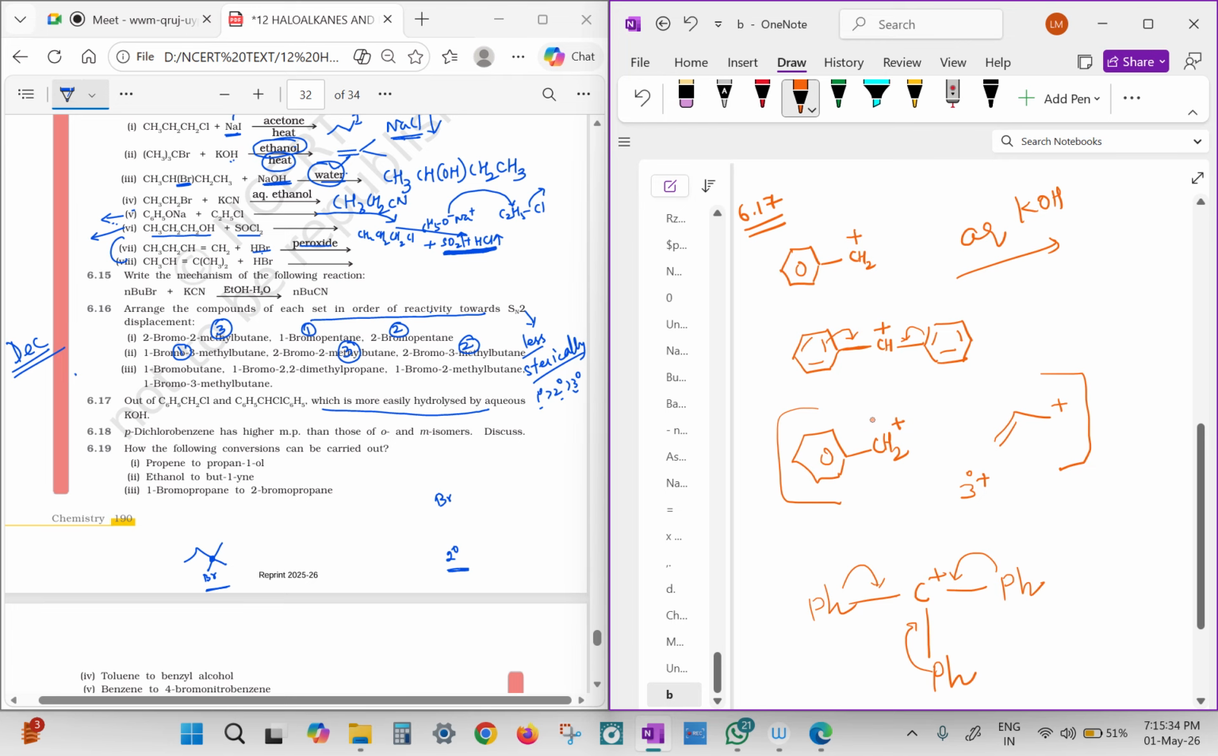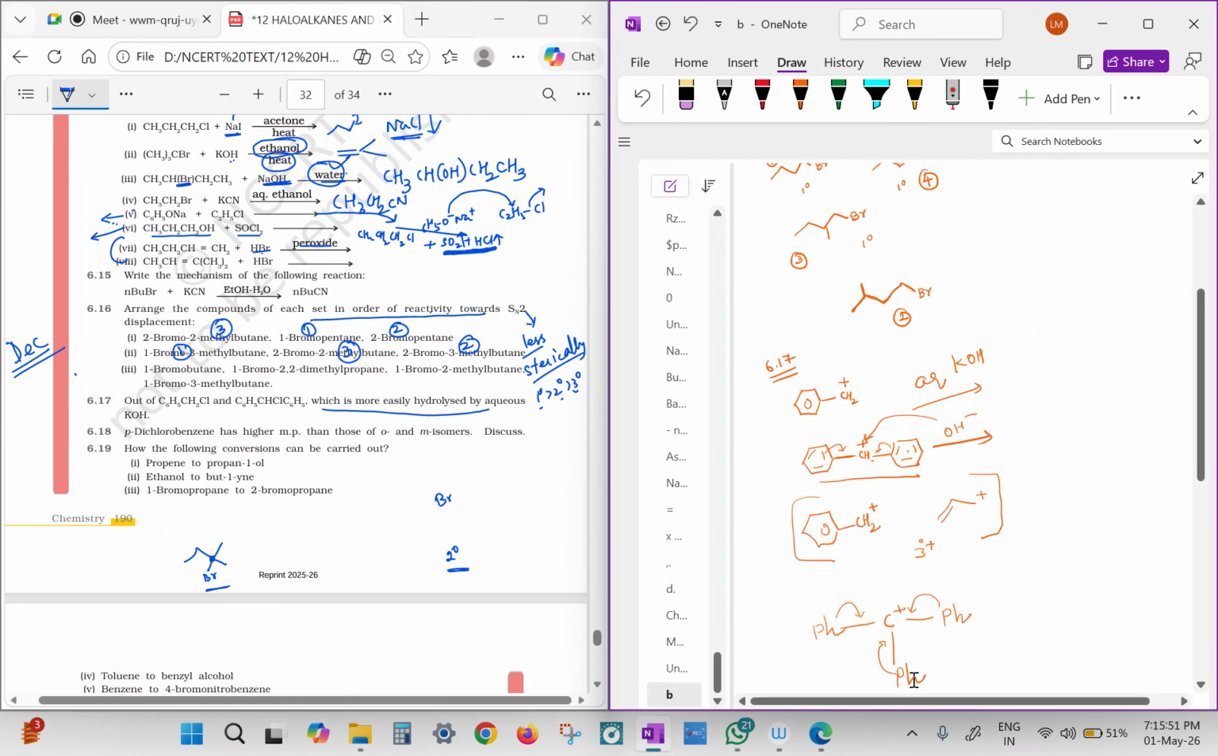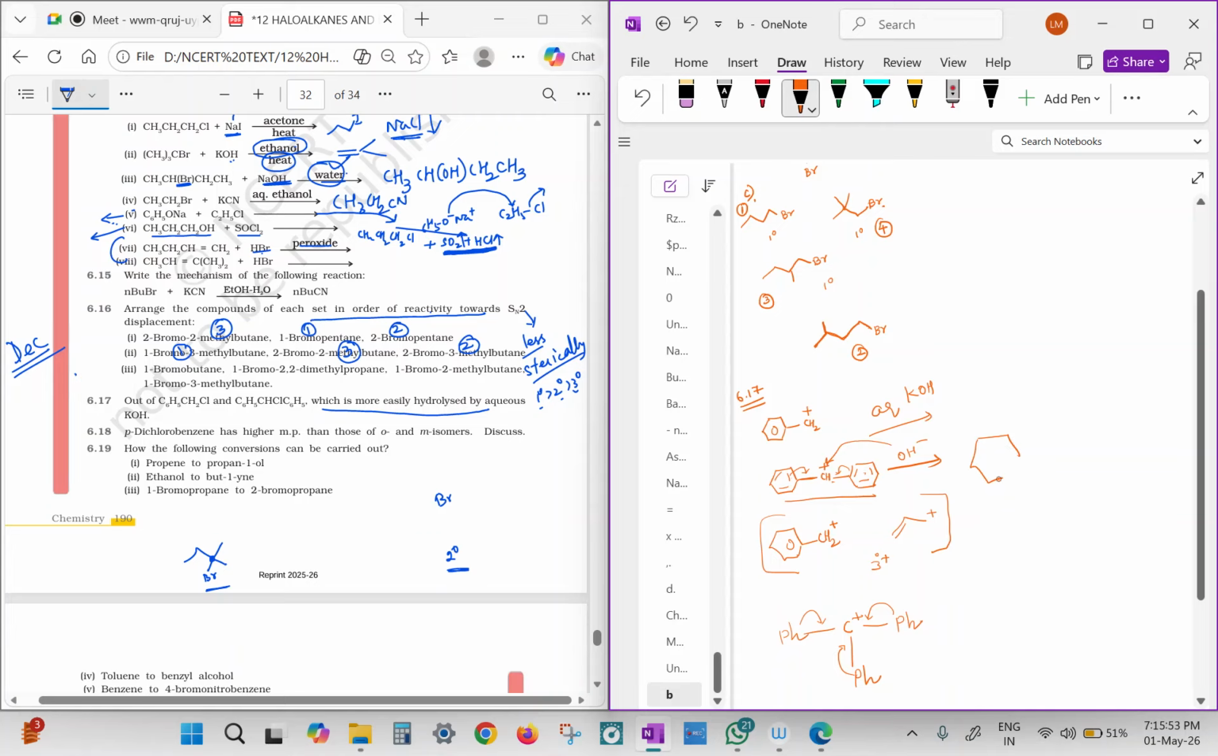So the concept here is that it is benzylic carbocation. Since the benzylic carbocation is stabilized by two benzene rings, this will be faster to form the cation, thus faster to get the nucleophile. Is it clear? So the product will be CH(OH)(C6H5)2. This also will form because it is after all benzylic, but it will be slower than the other one. Clear, children?